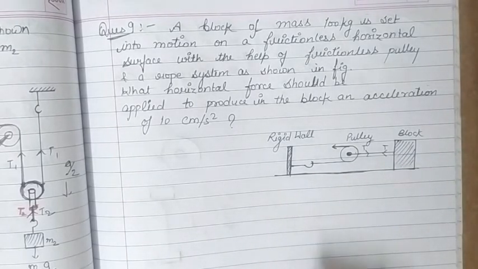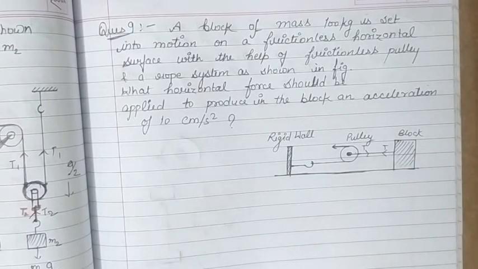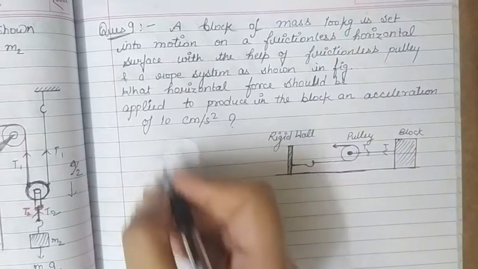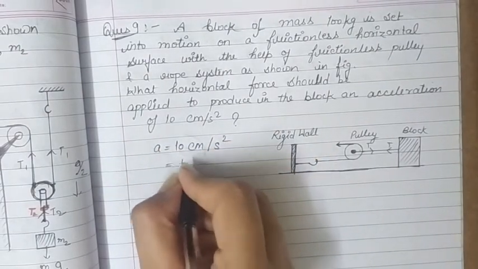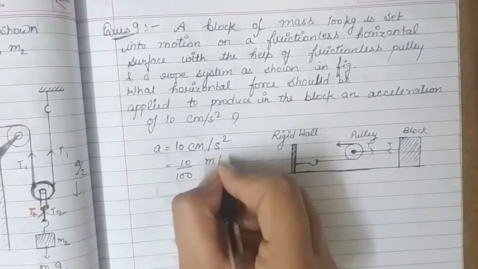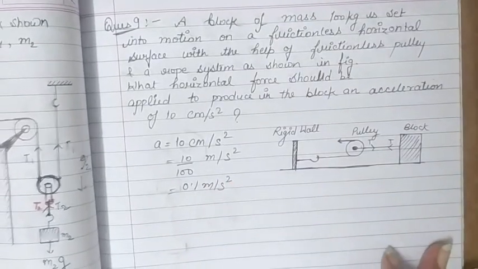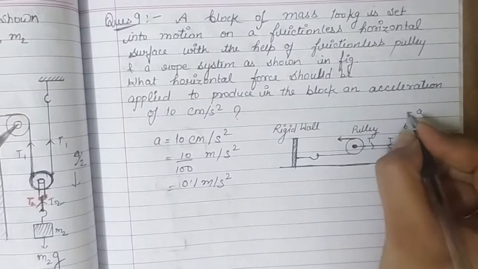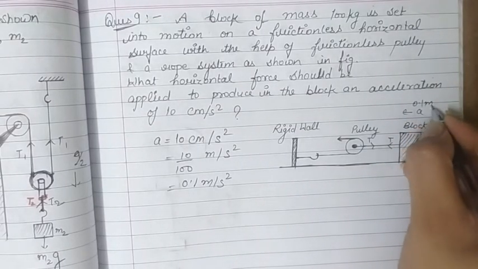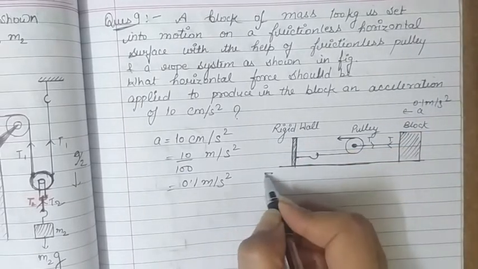Now we have to find the horizontal force that should be applied on that block to produce an acceleration of 10 centimeter per second square. Or we can write it as 10 upon 100 meter per second square, or 0.1 meter per second square. I've converted into the SI system. So the acceleration is given, that is 0.1 meter per second square, and for this acceleration, that force we want to find, how much force will be needed.